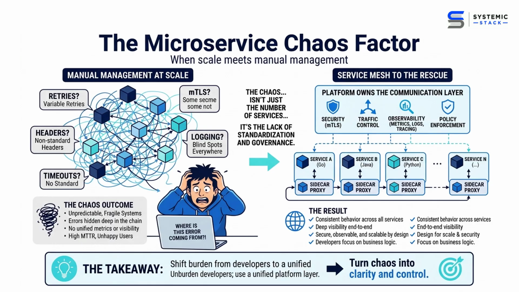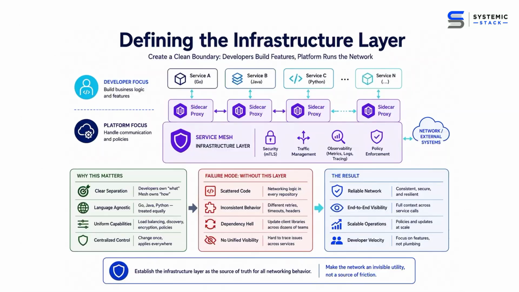The failure mode here is a total loss of visibility. You'll have an error happening somewhere in a deep chain and you won't have the unified metrics to find it. In an interview, pointing out that manual management is error-prone and doesn't scale is a key observation. You are highlighting that the chaos isn't just about the number of services, but the lack of a standardized way to govern their interactions. This chaos is exactly what we are aiming to solve by shifting the responsibility from the developer to the platform.